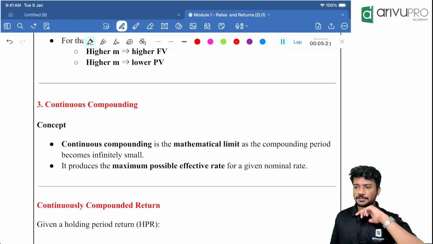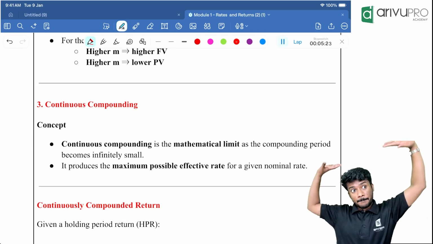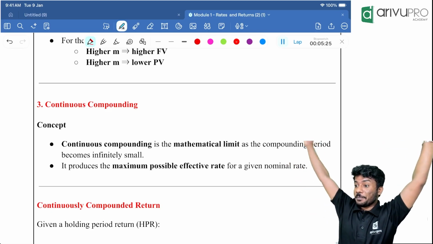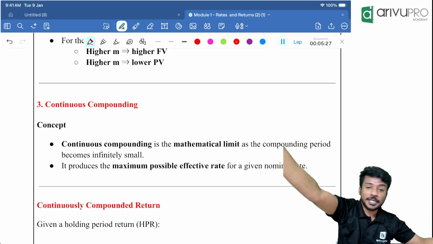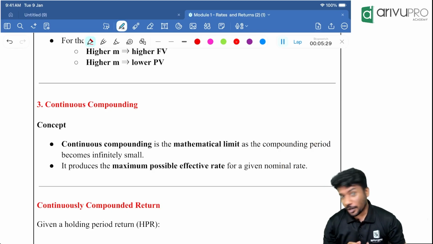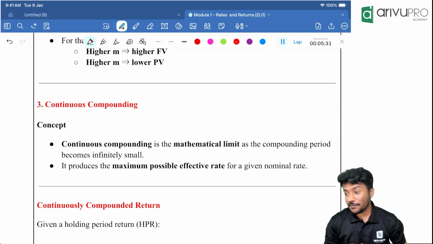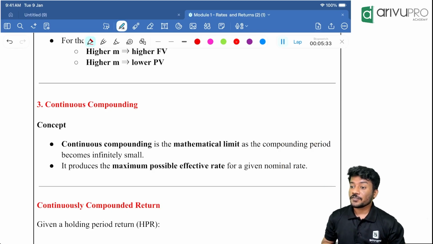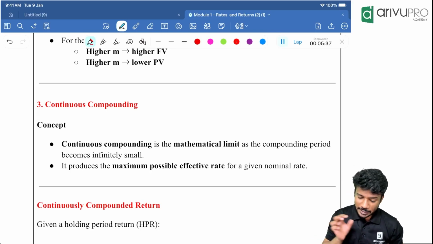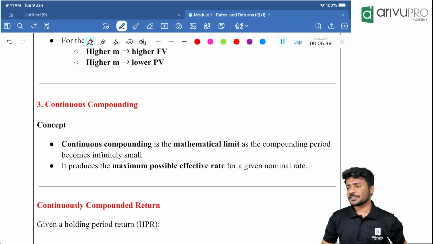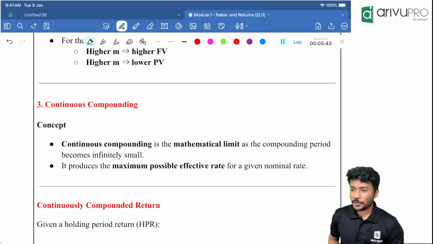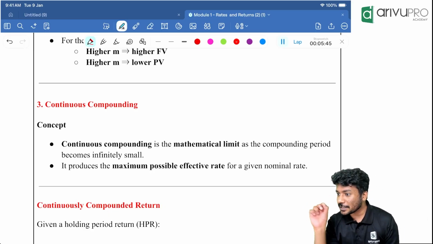Continuous compounding. Monthly compounding means compounding every month. Yearly compounding means compounding every year. Quarterly compounding means compounding every quarter. Then weekly compounding means what? Compounding every week. Then what will be continuous compounding? Any answers? Very easy answers. Continuous compounding means compounding every second.